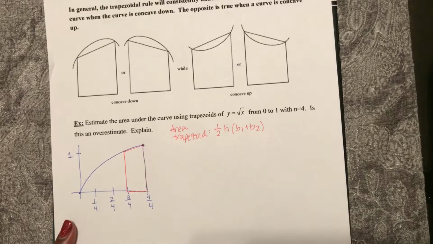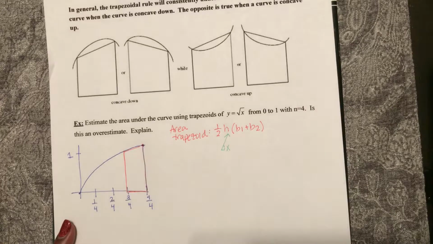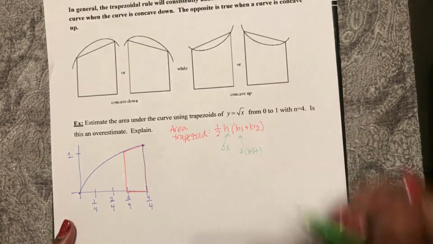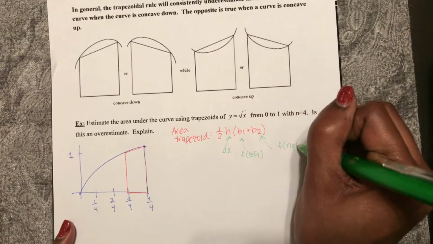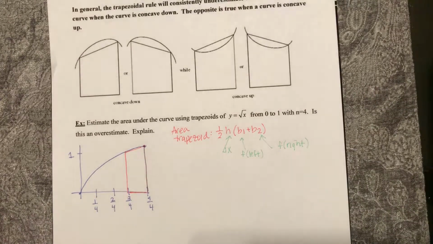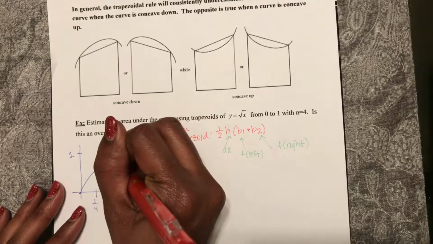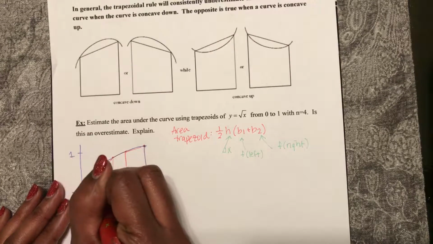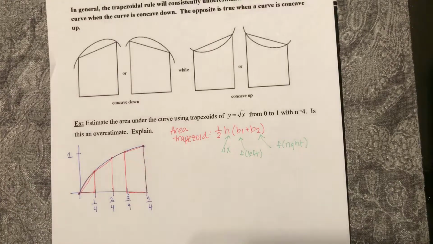So when we're thinking of a trapezoid, the height is your delta x. And then your base 1 is f of your left side endpoint, and base 2 is f of your right endpoint. So when we're setting up trapezoids, the height is delta x. So we can have another trapezoid here, another trapezoid here, and then this one, it's more of a triangle than a trapezoid, but we'll figure it out.